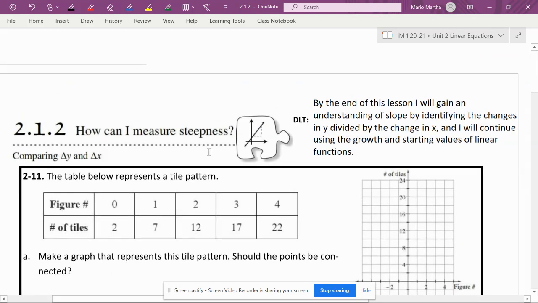By the end of this lesson, I will gain an understanding of slope by identifying the change in y divided by the change in x. And I will continue using the growth and starting values of linear functions.